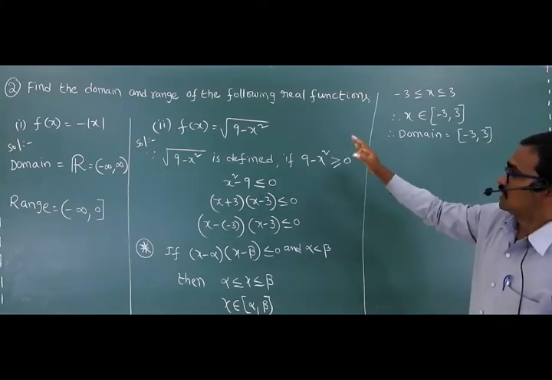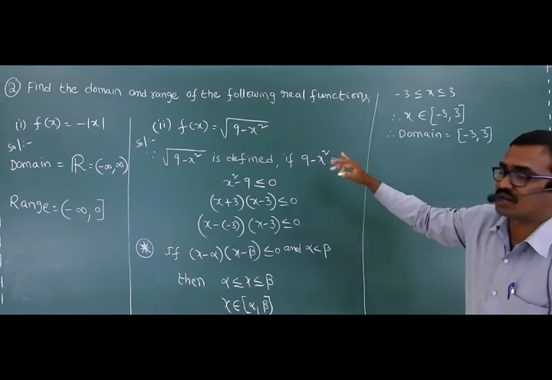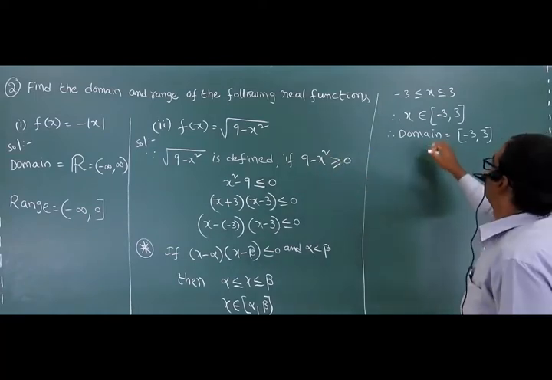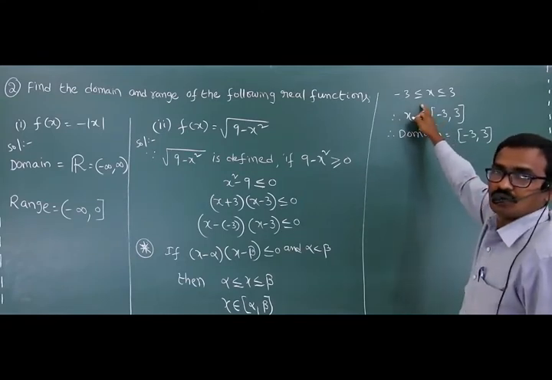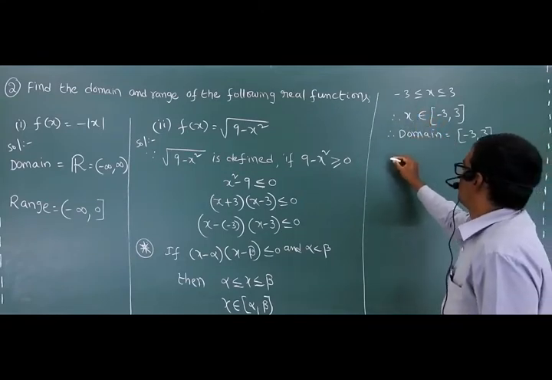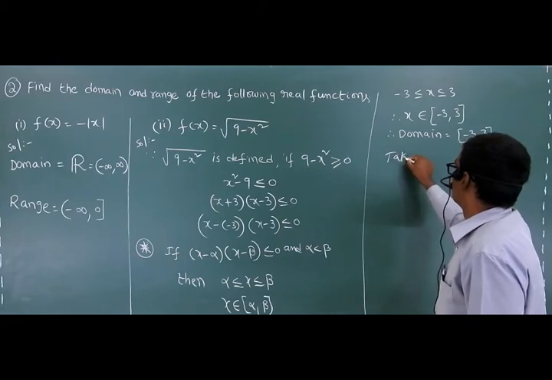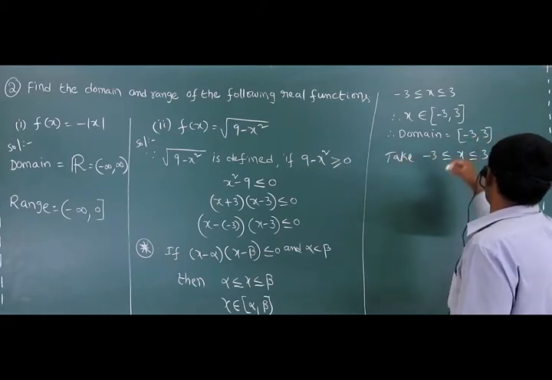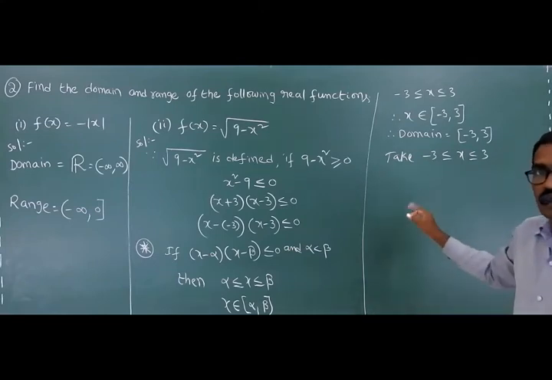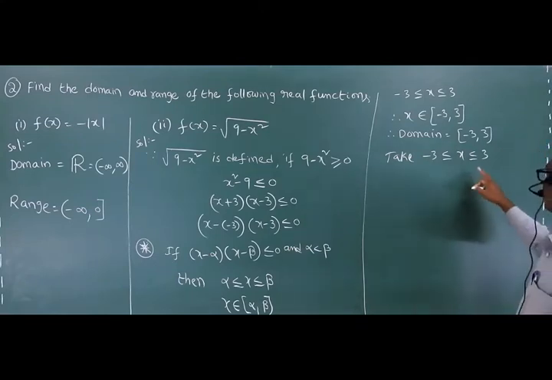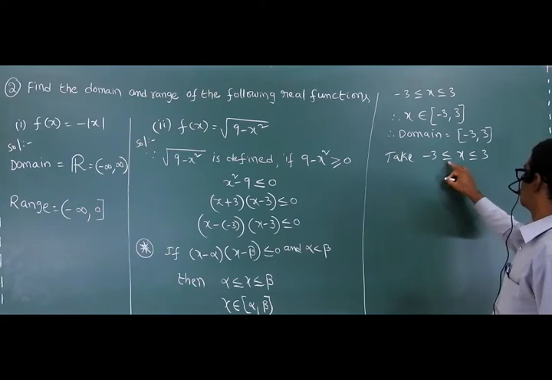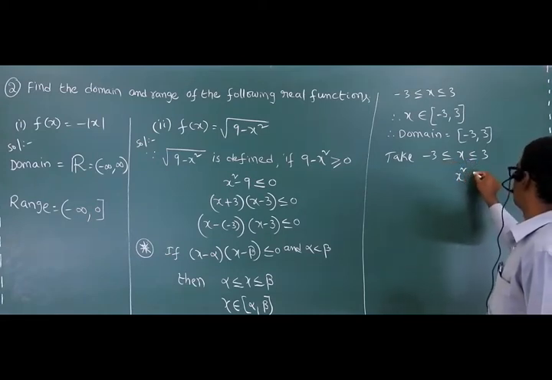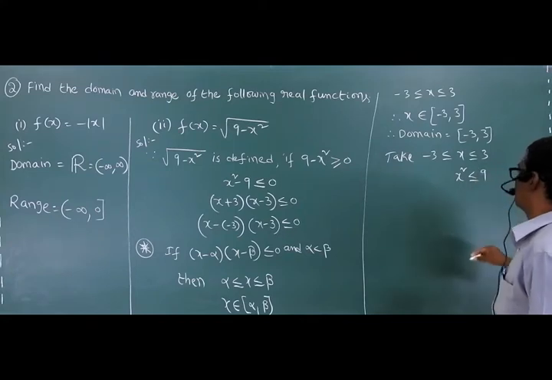And next one is the range. How to find the range of this function? To find the range, we take the domain inequality, minus 3 less than or equal to x less than or equal to plus 3, and then square on both sides. When squaring on both sides, these symbols will not change. It will be x square less than or equal to 3 square, which means 9.